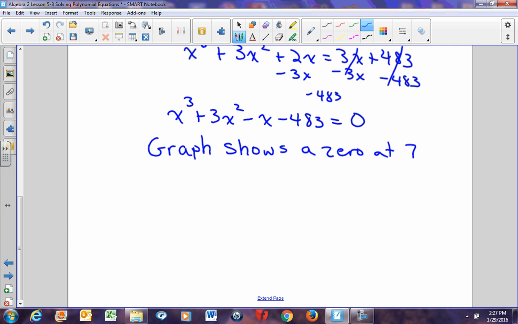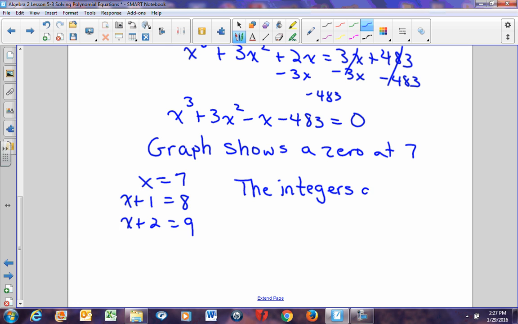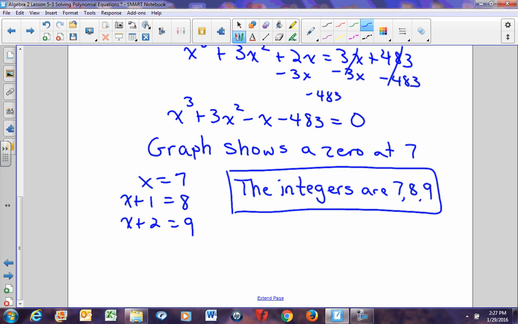So if that's the case, then x equals 7. That means x plus 1 equals 8, and x plus 2 equals 9. So my three integers are 7, 8, and 9. And there you have it, solving polynomial equations.